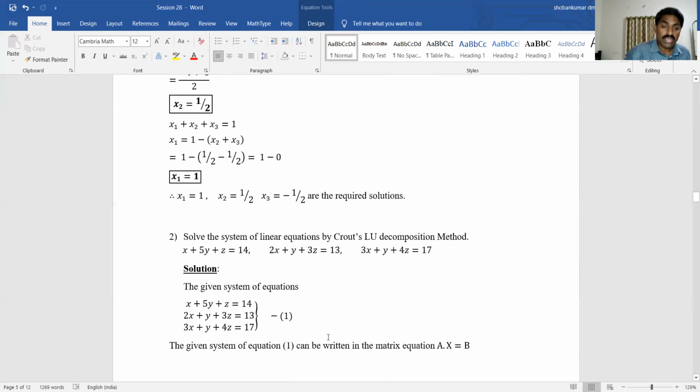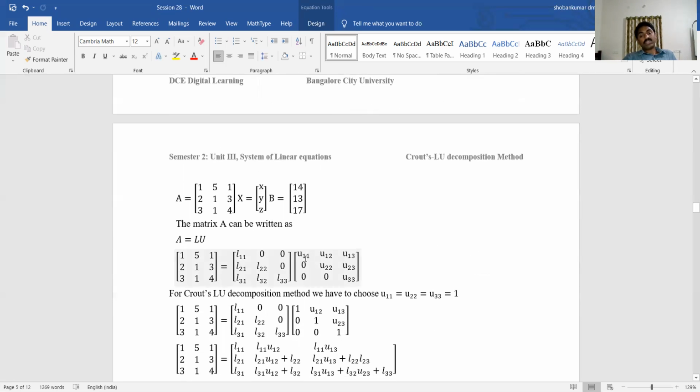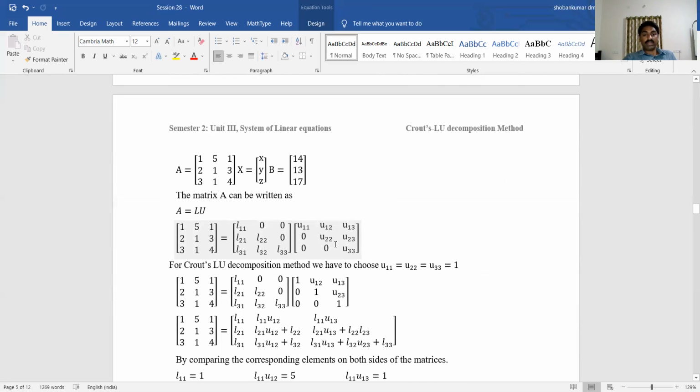Now consider another example. x plus 5y plus z is equal to 14. 2x plus y plus 3z is equal to 30. And 3x plus y plus 4z is equal to 17. Here, first note down the coefficient matrix A and decompose the coefficient matrix into the product of a lower triangular and an upper triangular matrix.